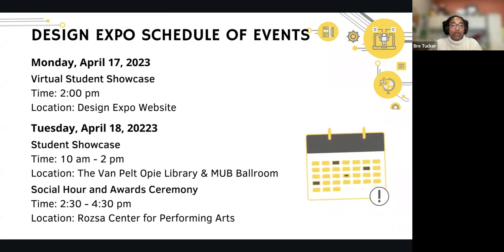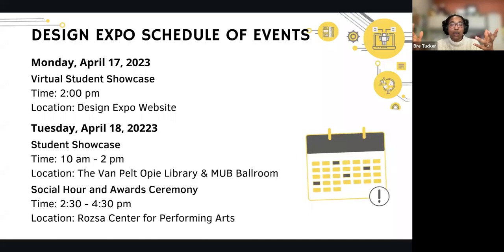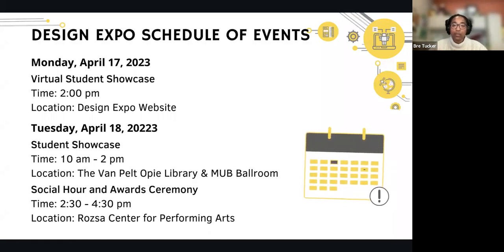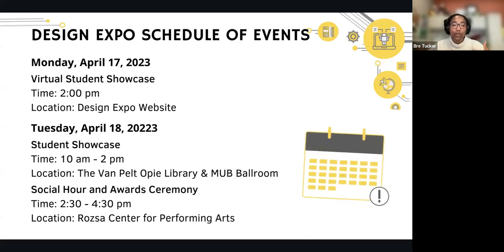Then we go to the actual day of Expo, Tuesday, April 18th, where all of the student teams, enterprise, student design, and student projects will be in person physically in the library or the Mud Ballroom, from 10 a.m. to 2 p.m. Then we'll take a 30-minute break to break down your tables and transition over to the Rosé, where there will be light refreshments, a live band, and different entertainment options to wind down from the day and give us time to transition into the award ceremony.